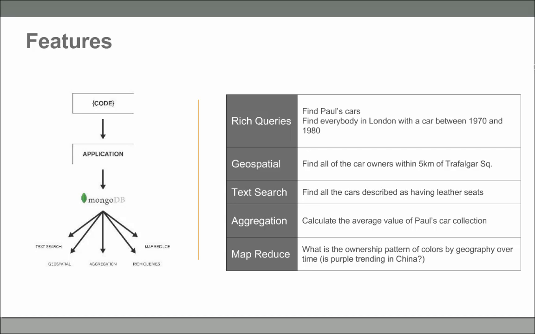Not only that, MongoDB has an aggregation pipeline, which allows you to process data through multiple stages and at the end get a result set based on that. So for example, you can say that not only find all the cars which are owned by Paul, but give me the total value of the cars which are owned by Paul.